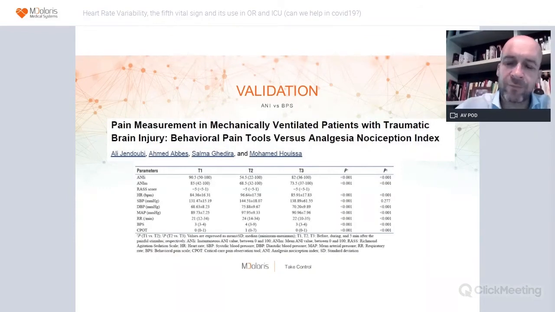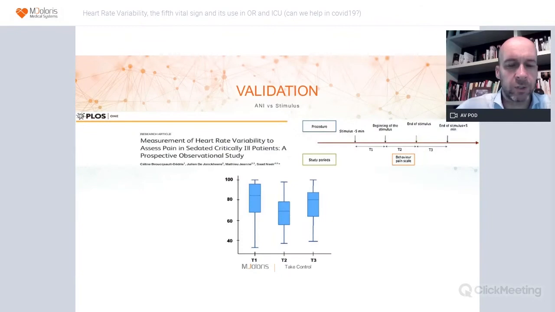So, yeah, we have some studies already performed in the ICU correlating some scales of pain with ENI with very good results. The BPS scale, for instance, is one scale that is helping the doctors to detect the amount of nociception that the patients have. And ENI is very well correlated to that. So ENI is a very useful tool to assess that.